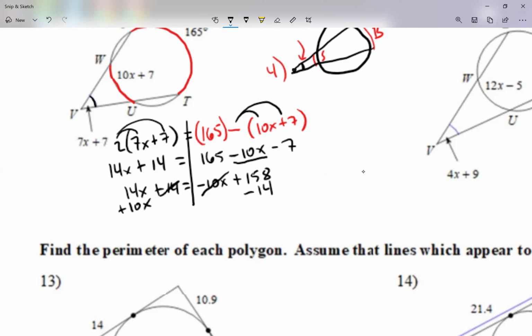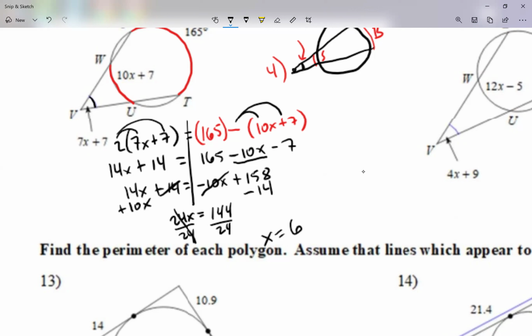Okay. Now on the left side, 14x plus 10x, right? 14 plus 10, I'm gonna call that 24x. Here, 158 minus 14. That is 144. Now let me divide both sides by 24. So I'm going to get x equals 144 divided by 24. It's equal to 6. All right, so x is equal to 6. I was supposed to solve for x, and there you go, x equals 6.